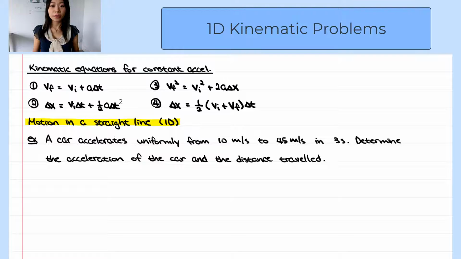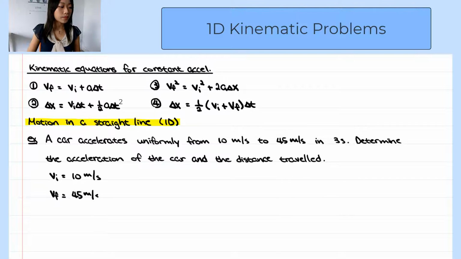Now let's look at the first example. A car accelerates uniformly from 10 meters per second to 45 meters per second in 3 seconds. We want to find the acceleration of the car and the distance traveled. Let's write down the knowns and the unknowns. We have the initial velocity, which is 10 meters per second, and the final velocity is 45 meters per second. We also have the delta t, which is 3 seconds. And the unknowns are the acceleration and the distance traveled, delta x.